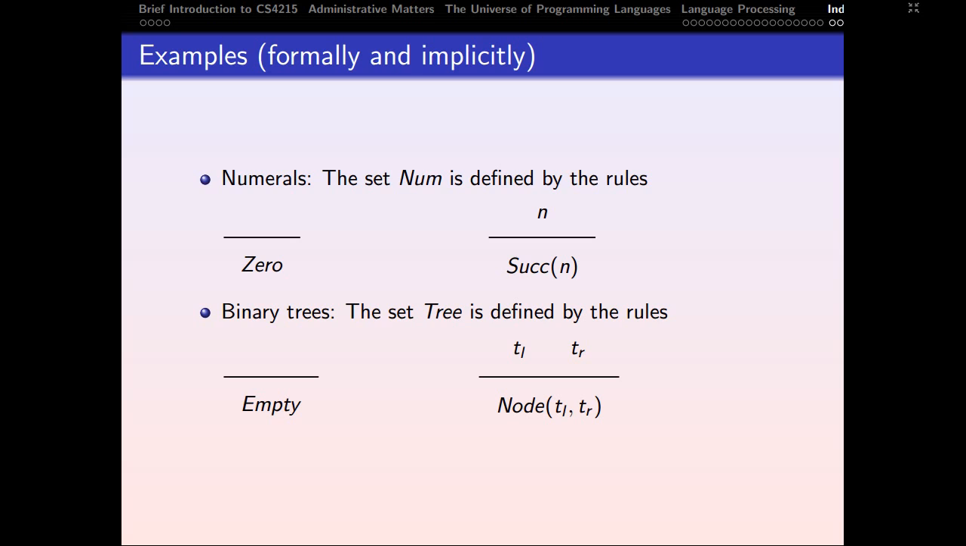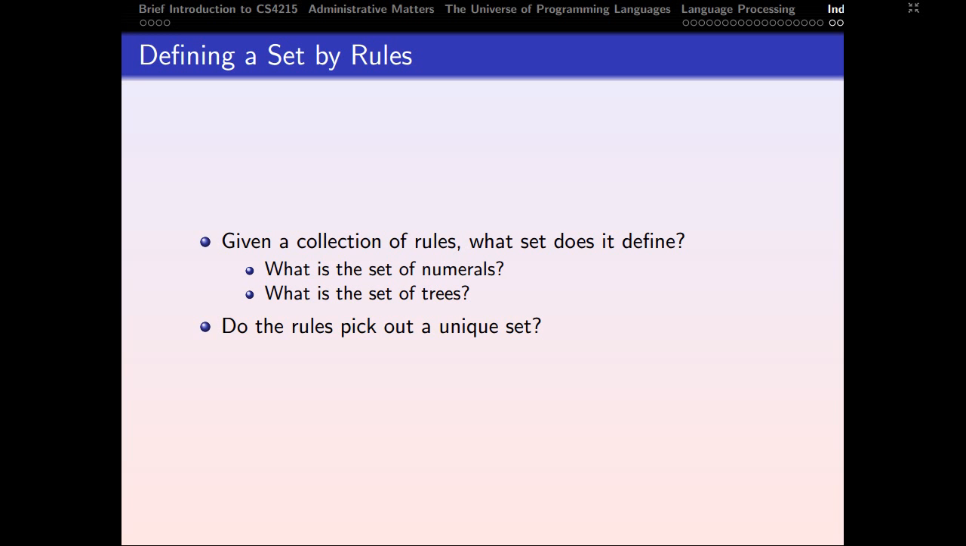The same for trees. If empty is a correct syntactic construct, and if TL and TR are correct syntactic constructs, then node of TL and TR is a correct syntactic construct. And we're going to use the shorter form quite frequently.